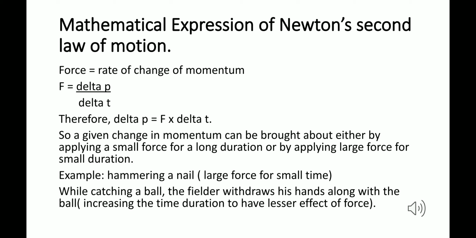Whereas when the fielder is on the ground and is about to catch a ball, what does he do? He brings his hands backward while catching the ball. Why? Because the ball is coming with a very large force, and just to decrease the amount of force, he is increasing the time span. For the given change in momentum, he has increased the time interval to have a lesser effect of that great force. I think Newton's second law is clear to you, students.